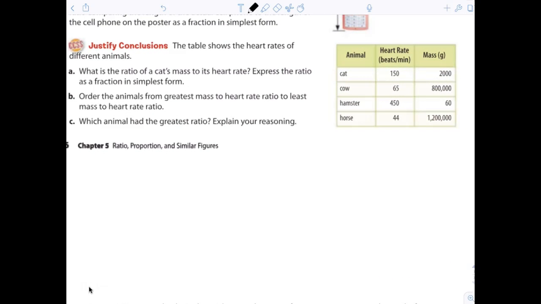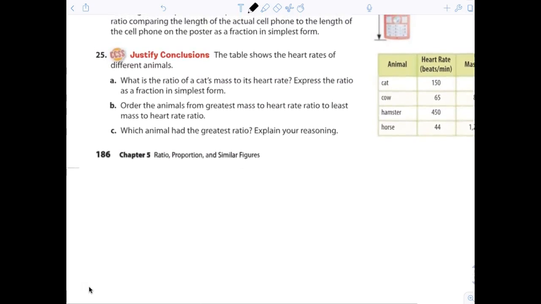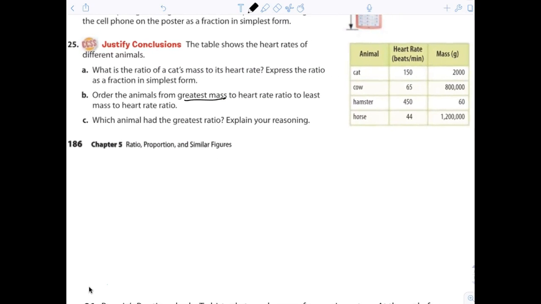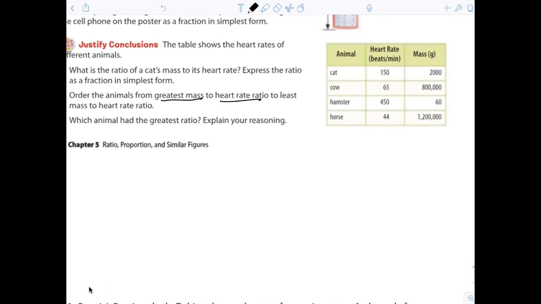Okay, so it says here, order the animals from greatest mass to heart ratio. So this is kind of annoying, right? So greatest mass would be this, heart ratio would be that. Now listen, I want everybody to take their calculator out because I think this is a really important problem. Does everybody hear me now? Sometimes fractions are easier and sometimes decimals are easier. Do you agree? Everybody with me? Now, this is a very good question. Thank you. I want everybody's attention.